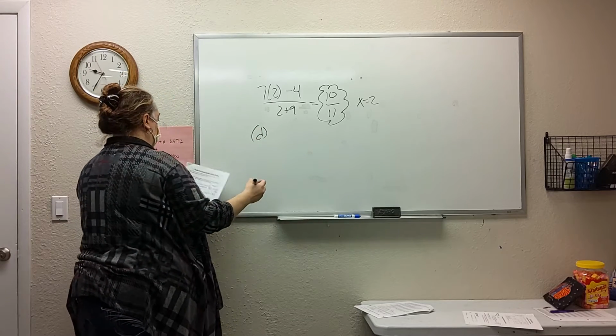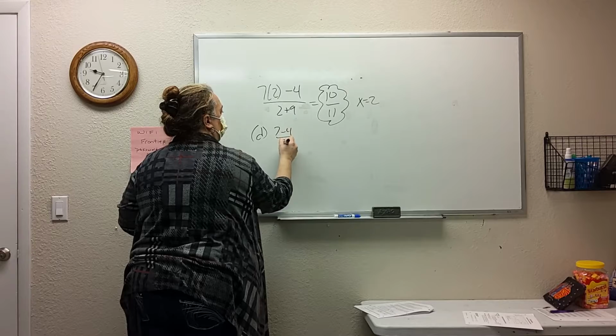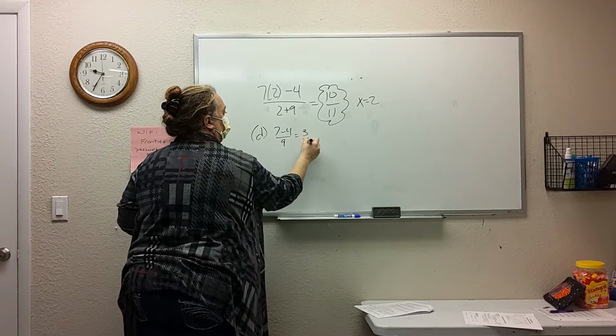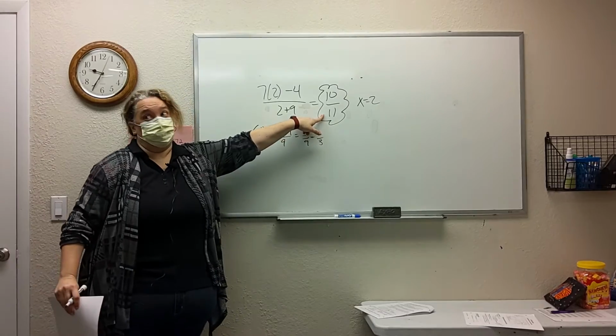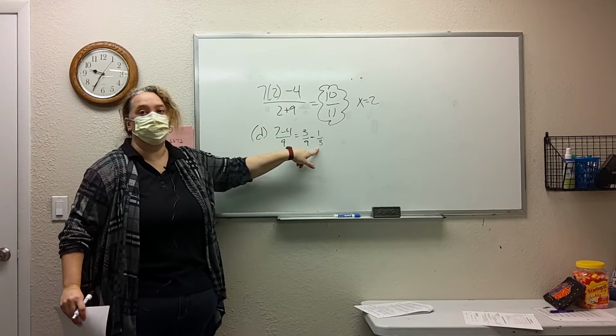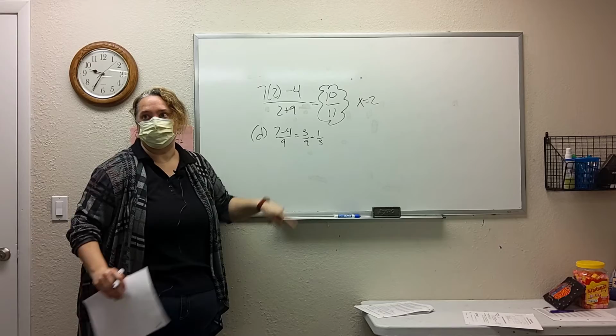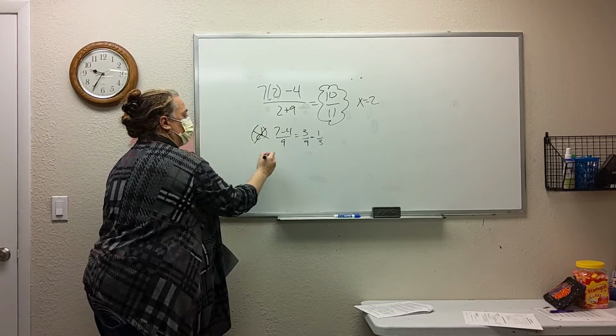D's kind of pretty. 7 minus 4 over 9. 7 minus 4 is 3. 3 over 9. That's 1/3. All right, we got 10 over 11. That's almost 1. That's really close to 1. 1/3 is not close to 1. There's no way that those things can be equal. So get rid of it.